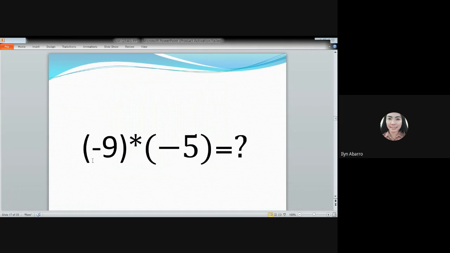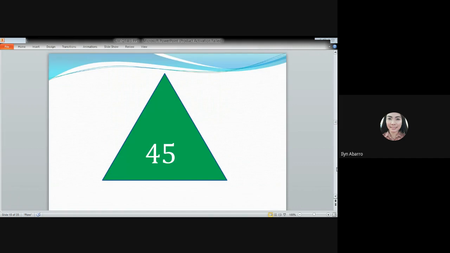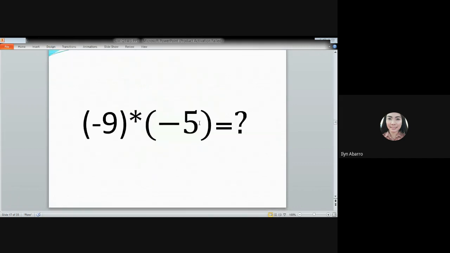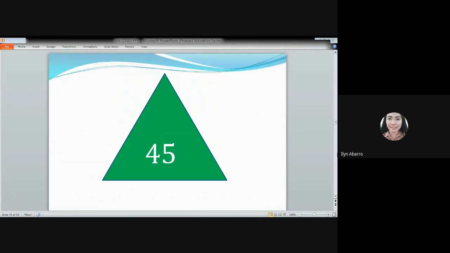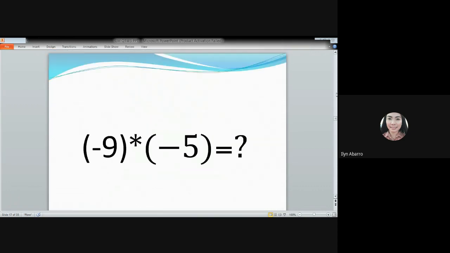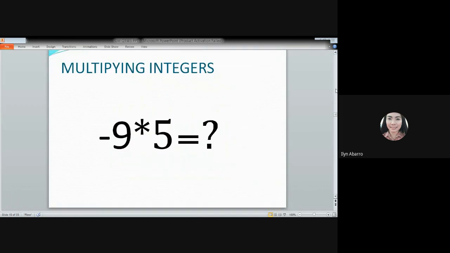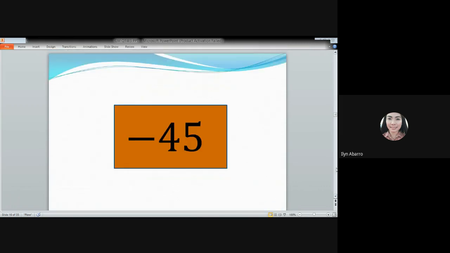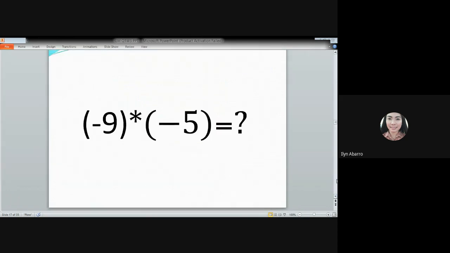So, as you can see, these two have the same sign. Okay? In multiplication, if the given has the same sign, the answer is always positive. So, 9 times 5 is 45. Or negative 9 times negative 5, the answer is positive 45. Basta same sign in multiplication, the answer is always positive. And if the signs are unlike or different, the answer is always negative. That is multiplication of integers.